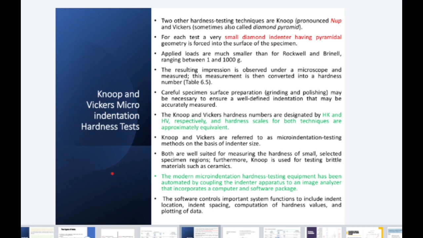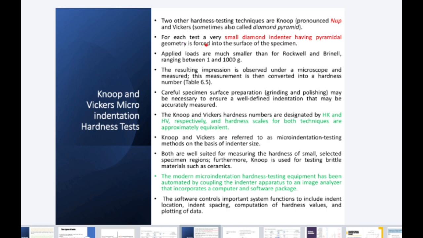Then we have the Knoop and Vickers micro indentation hardness test. This is the one which we perform, right? So both are the same, the Knoop and the Vickers hardness test. The two hardness test techniques are Knoop and Vickers, sometimes called the diamond pyramid test. This is also known as the diamond pyramid test.